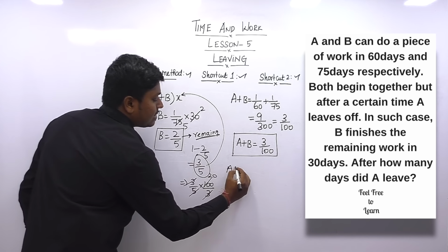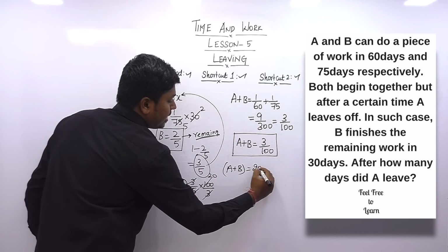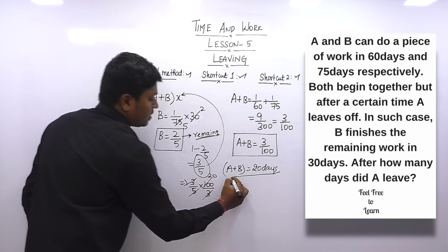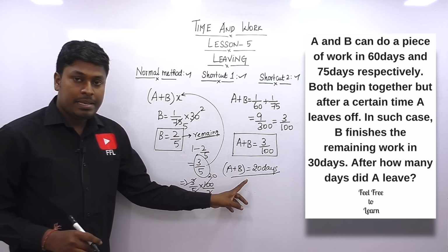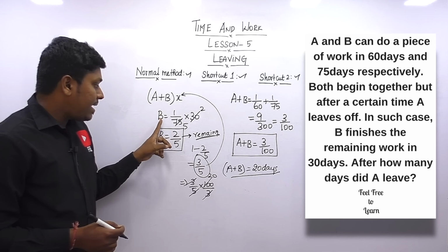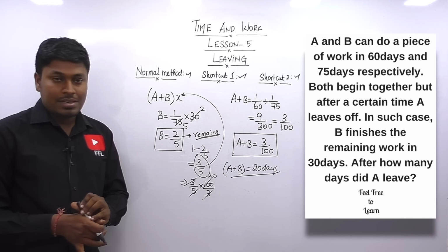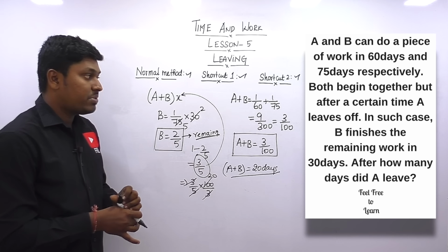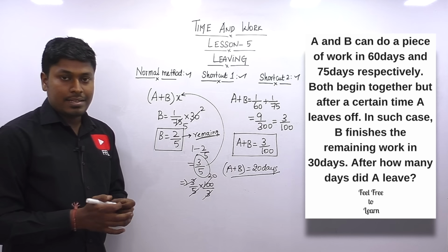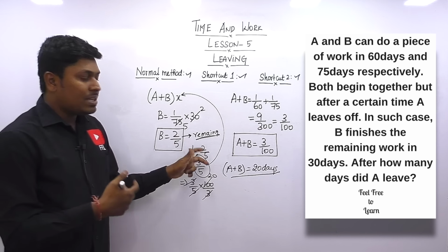So finally, A and B initially worked for how many days? Which is 20 days. So friends, listen here, A and B initially worked for 20 days and then A left the job, and the remaining job was done by B in 30 days to finish the job. So got the logic. So finally we can say that the answer for this question number 4 is 20 days. So this is the normal way of solving. It seems to be a little bit concept oriented.